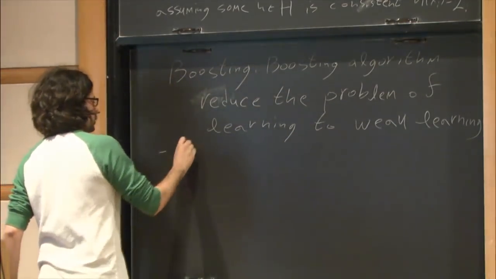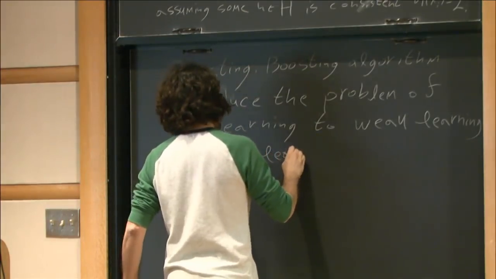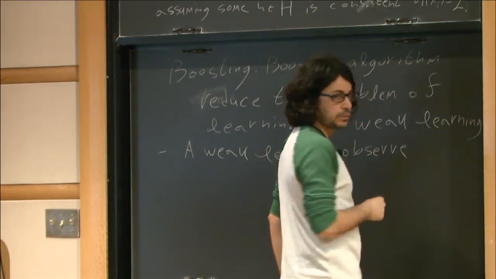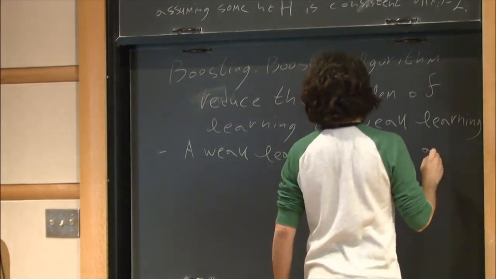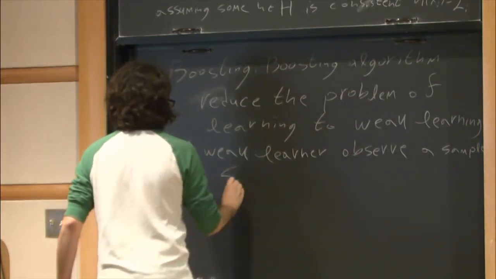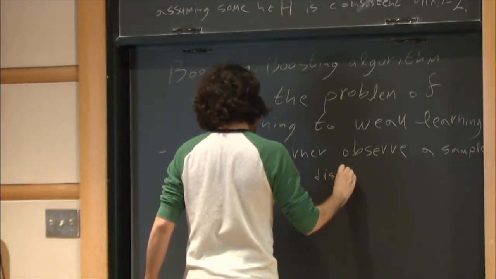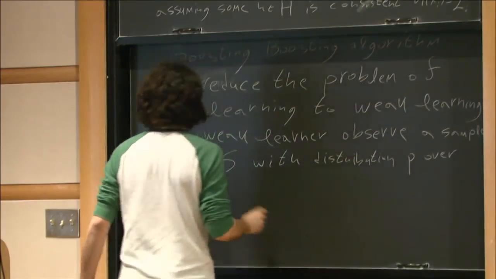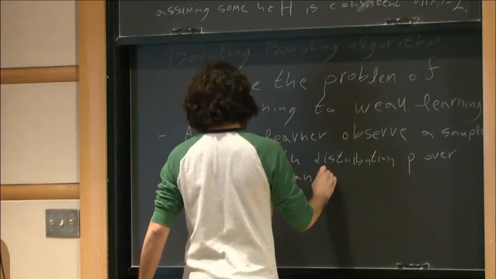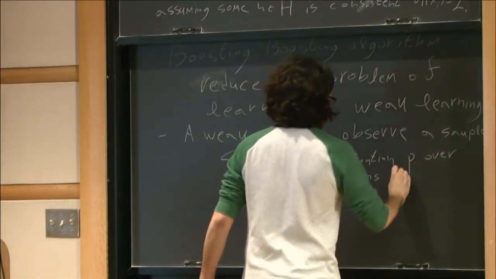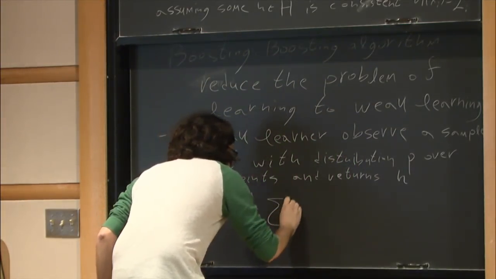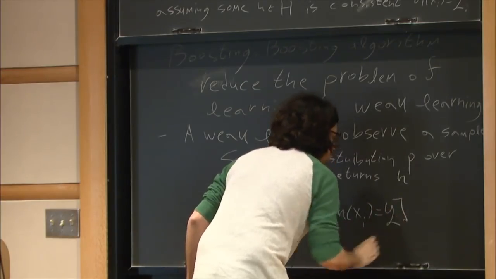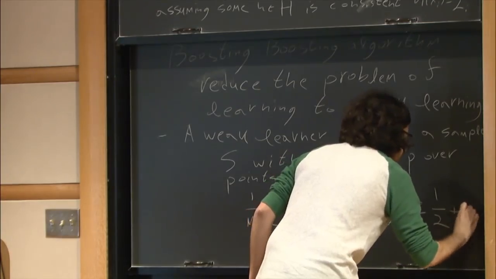So a weak learner observes, let's say, a weighted sample, or a sample S with a distribution P over points, and returns h such that, with respect to this distribution, I will be what is called slightly better than random.